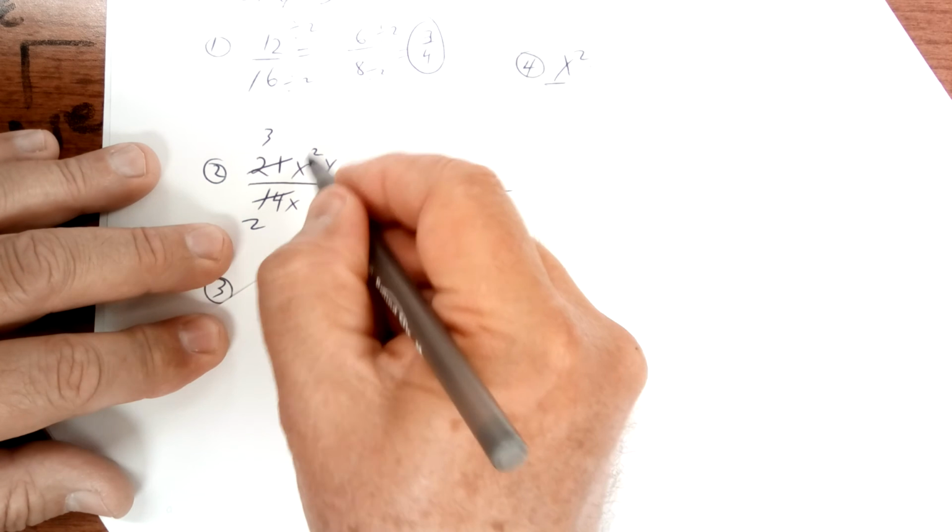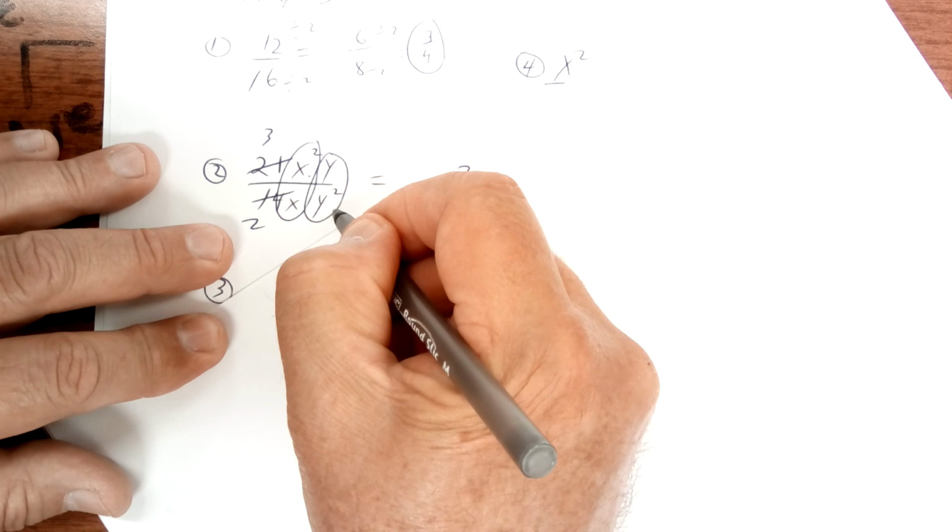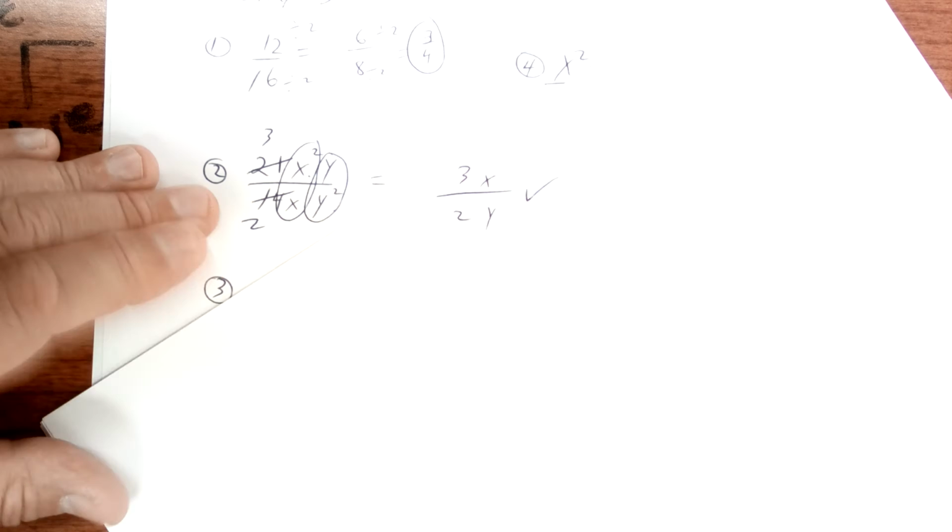Here I have more x's at the top. I have 1 more. But here I have more y's at the bottom. And that should be your answer. And that's how you simplify.